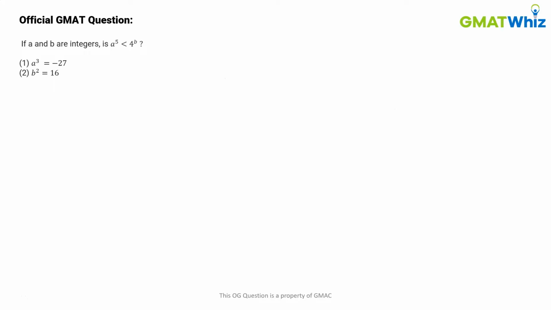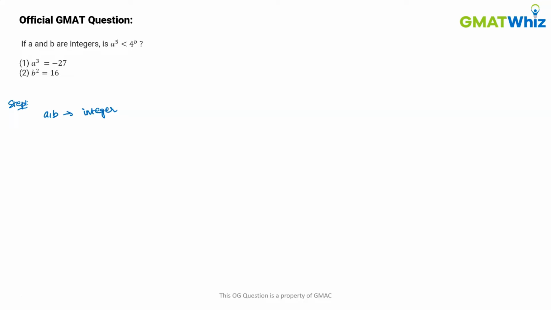In this question, we are given that a and b are integers. Now, since this is a DS question, we can do some pre-analysis, but let's write down all the information that is given in the question as we read it. So a and b are integers, and they can be positive, they can be 0, one of them can be negative.